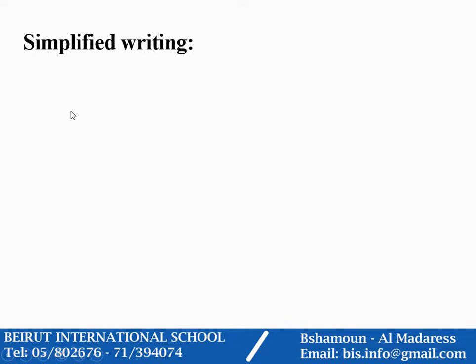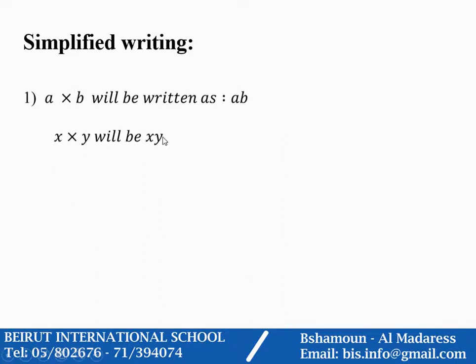Finally, we will talk about the simplified writing. A times B will be written as AB. So when you have multiplication between the letters, you can write the letters without any operation. So when you see AB, it means A times B. X times Y will be XY. Second, if you have A plus A plus A, n terms, so you add A to itself n times, so you write nA. It's n times A, which means nA.